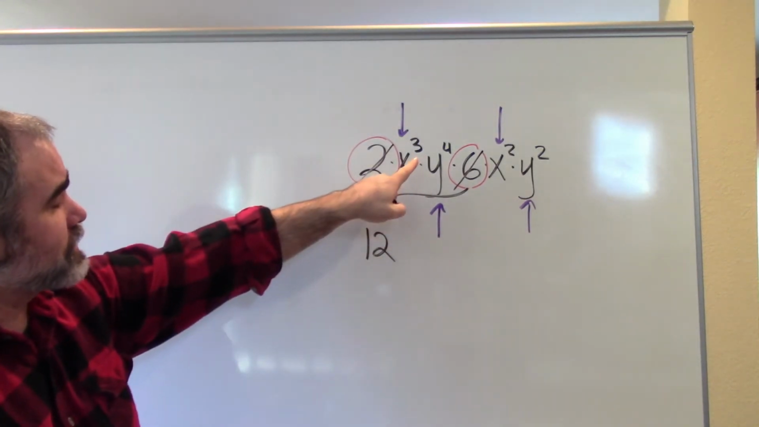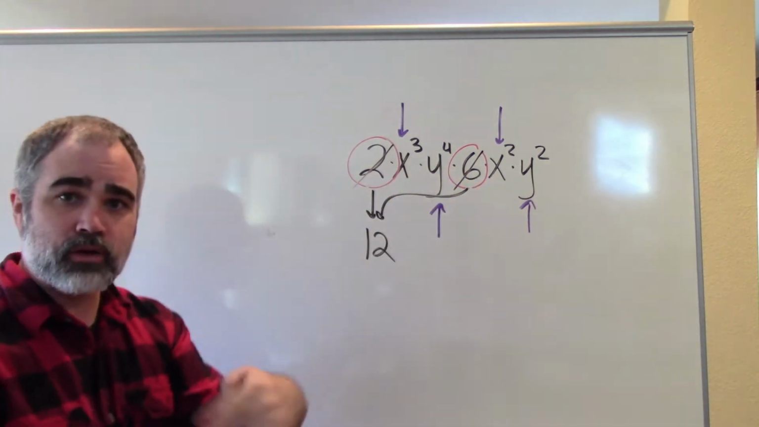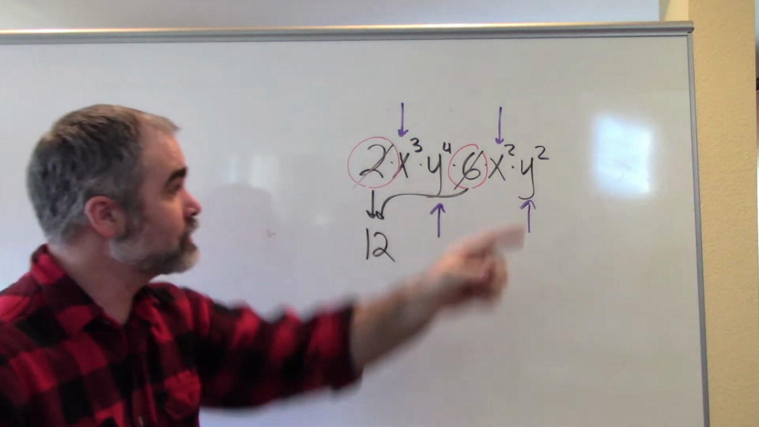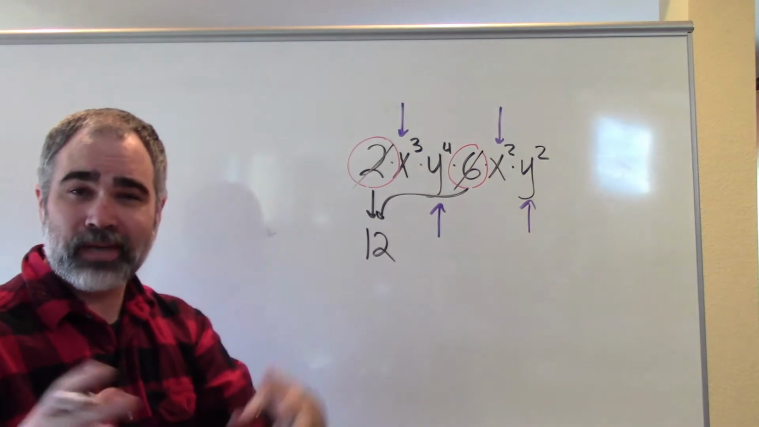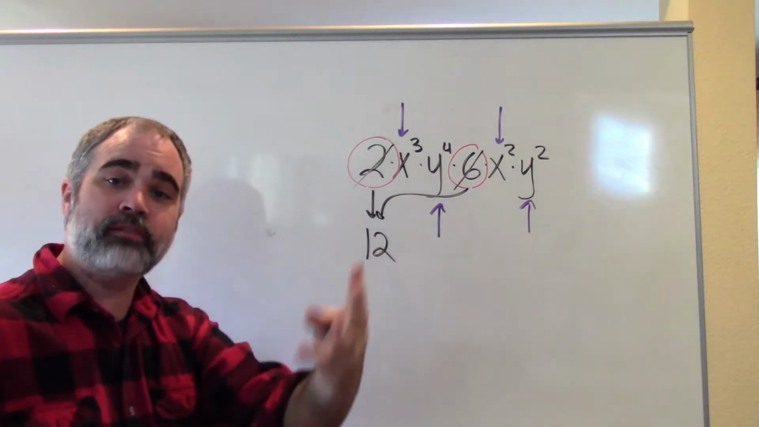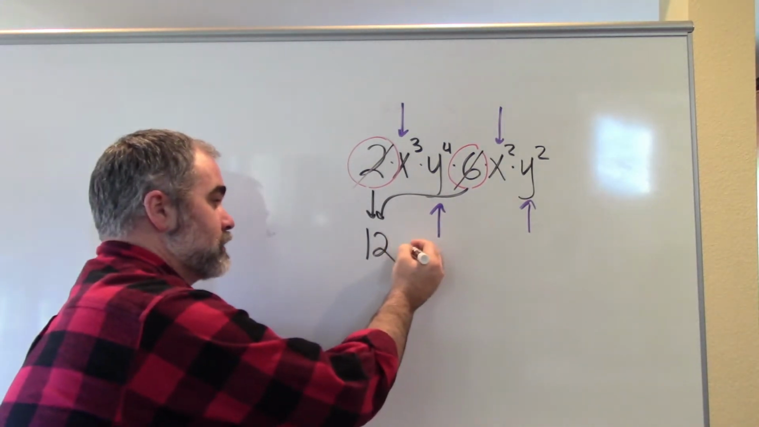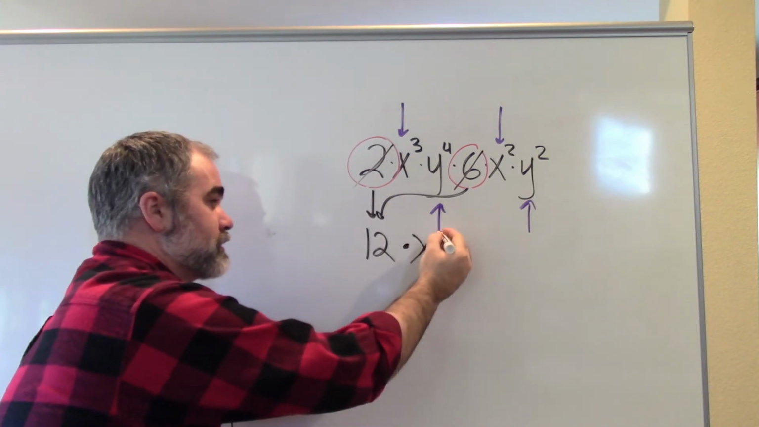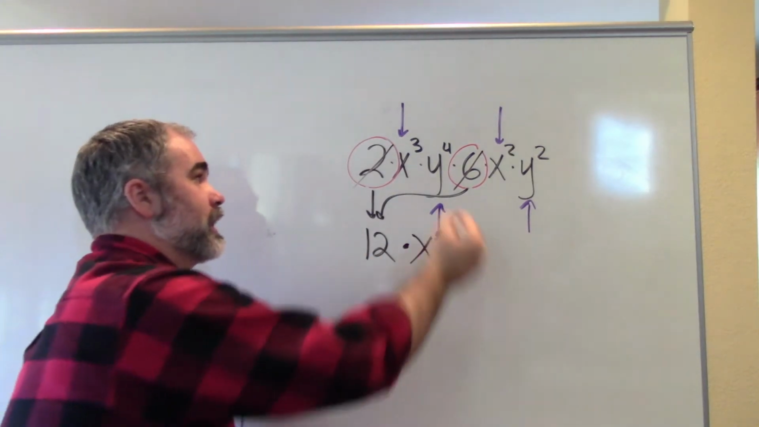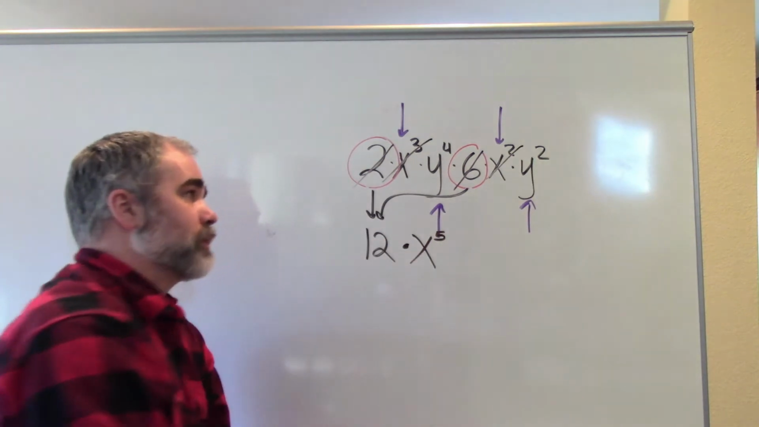Now I'm going to do the x's. X to the third and x squared. Remember, x to the third is just 3 x's. X squared is just 2 x's, so that's 3 and 2. That's 5 total x's. So I'm going to go ahead and write x to the fifth. And I'm going to go ahead and cross those off too because I'm done with those.